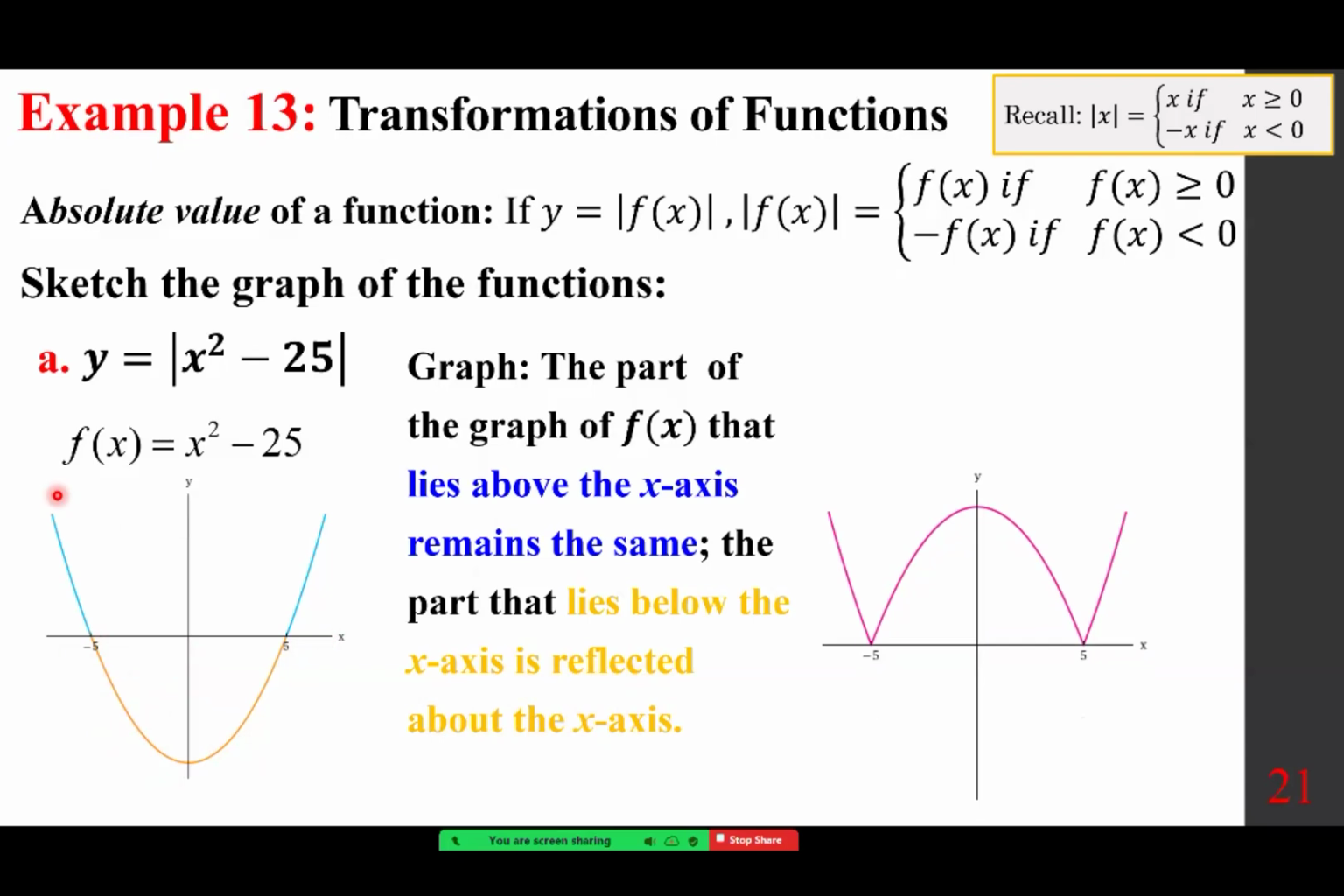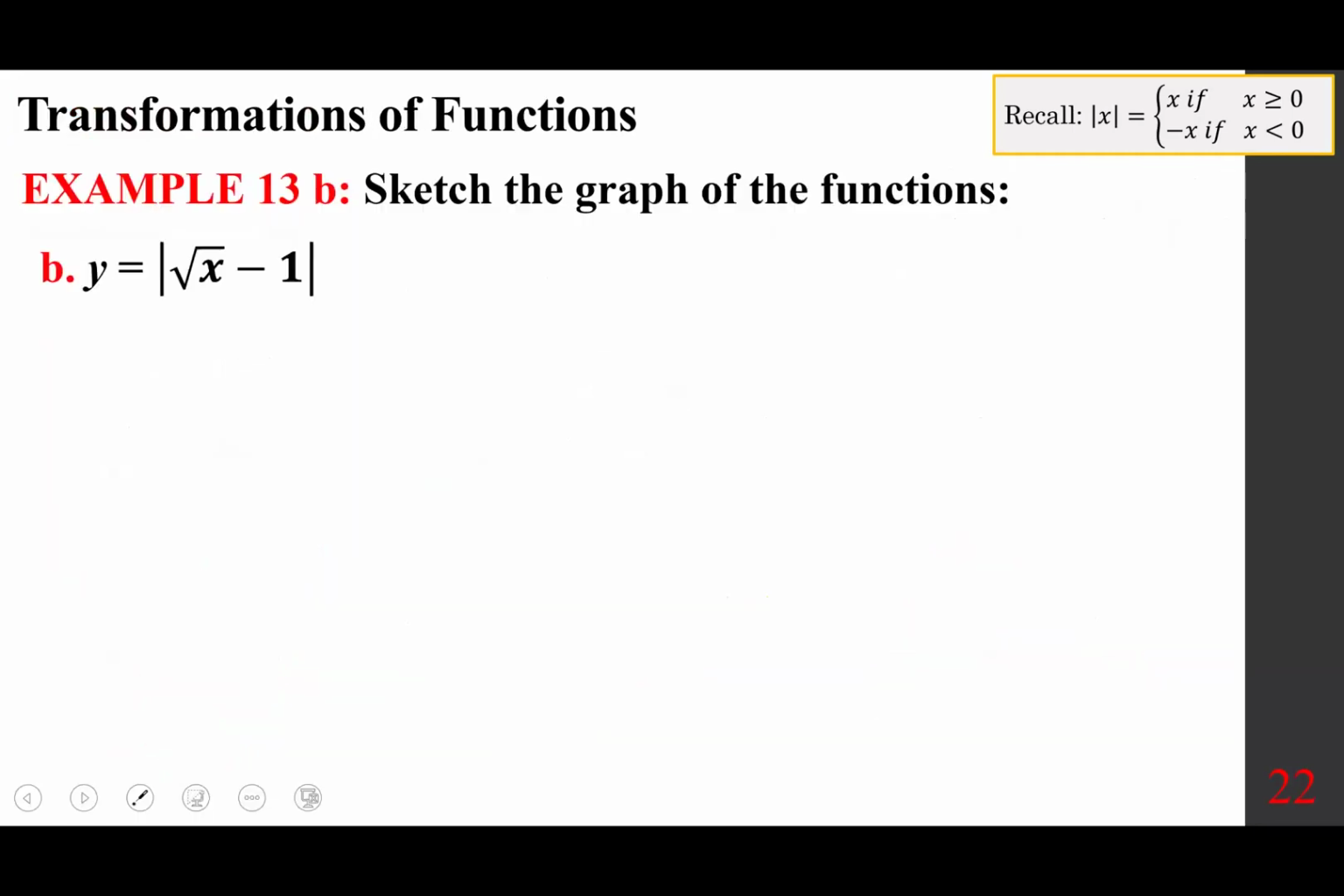So take a look, class. The blue one doesn't change, but the yellow one flips over because it's negative. That's how you graph it. And this is the graph of absolute value of x squared minus 25. Let's look at one more example to make some sense out of this. Sketch the graph of the function. This is part B of the question. y equals absolute value of square root of x minus 1.